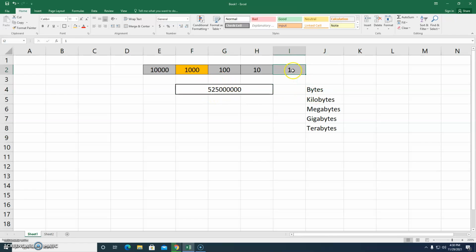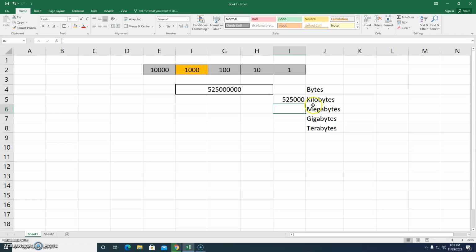Now we're using the metric number system. This is the decimal number system, and really the magic number here is 1,000. Because if I want to calculate how many kilobytes there are from this number, I'm just going to take that number and divide it by 1,000. So there are 525,000 kilobytes.